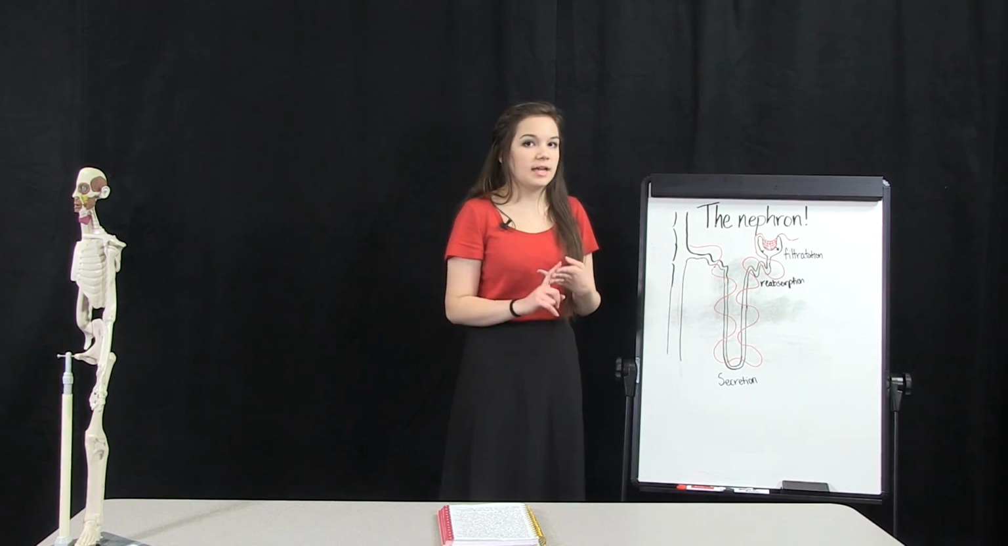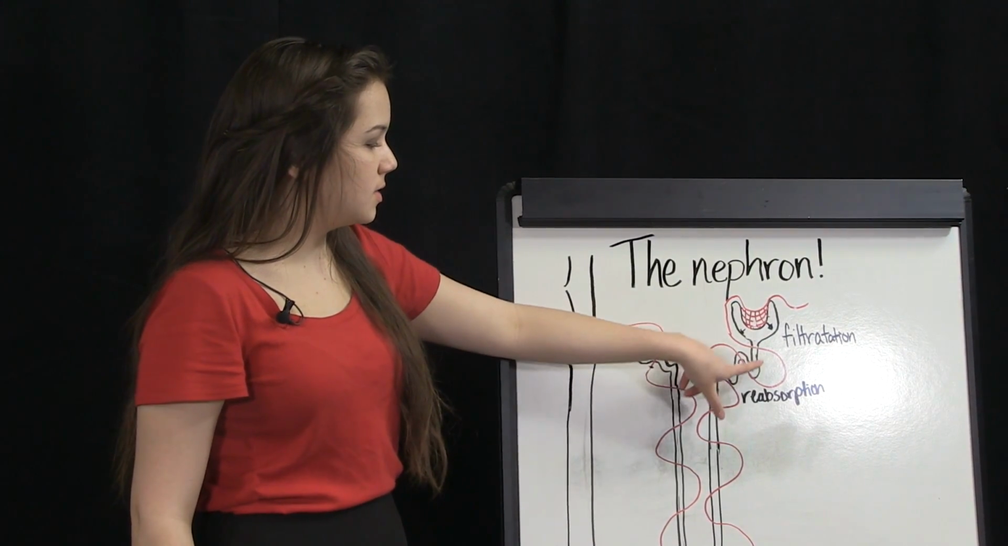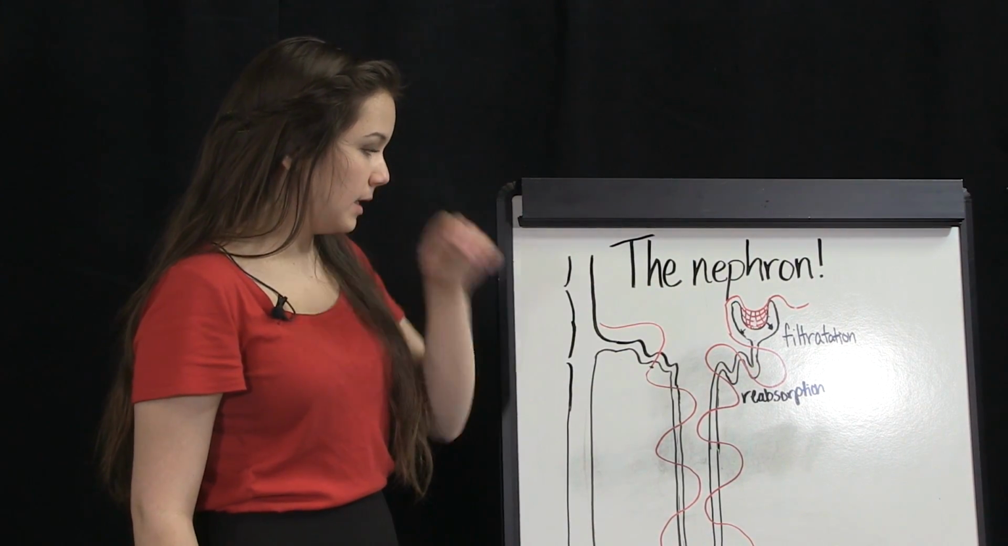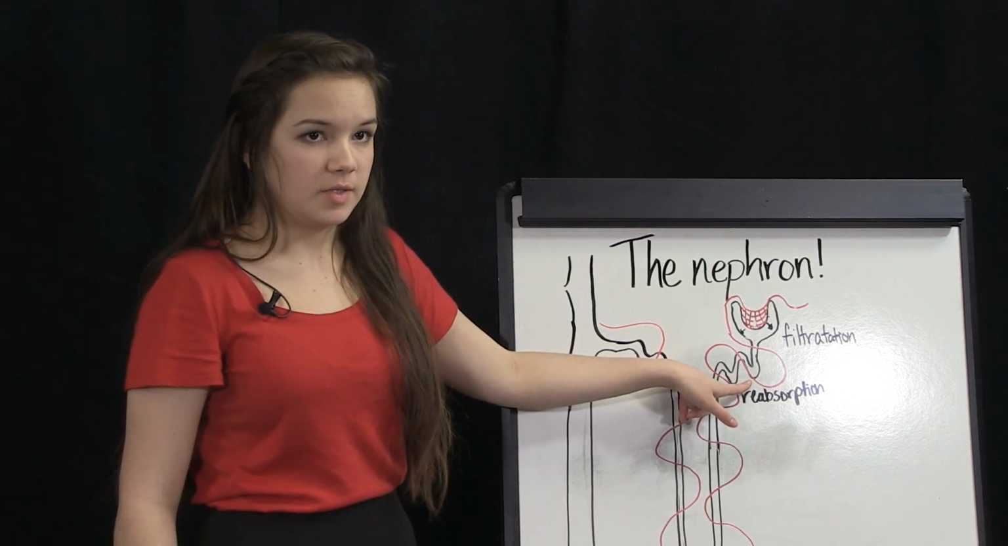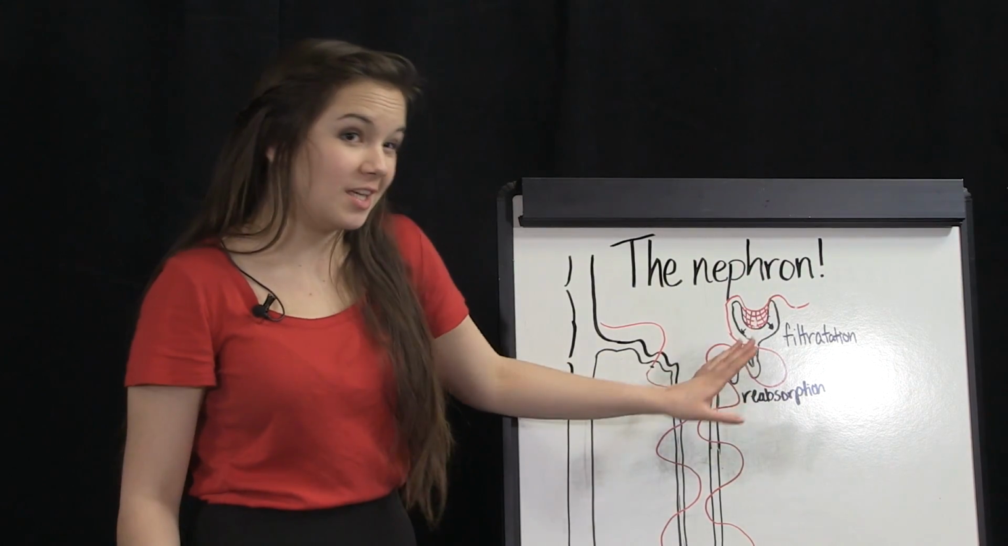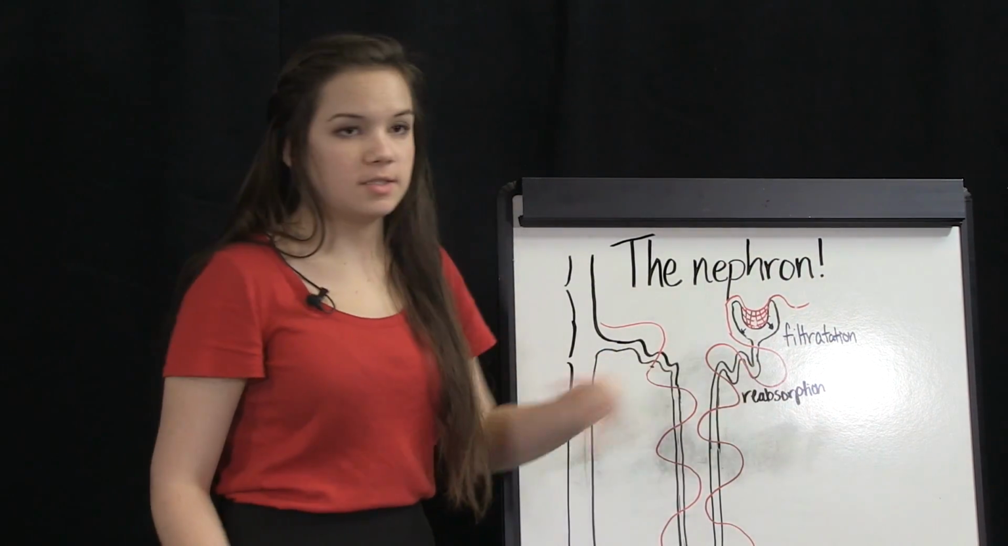Water, glucose, electrolytes, everything goes into the Bowman's capsule. And then it goes into this tube called the proximal convoluted tubule. And this is where reabsorption happens. This is where all that water that you actually needed and the glucose and things that you can use are reabsorbed into the bloodstream.